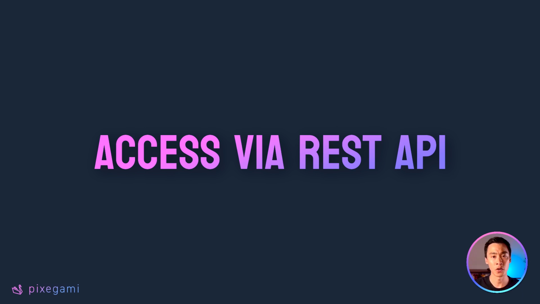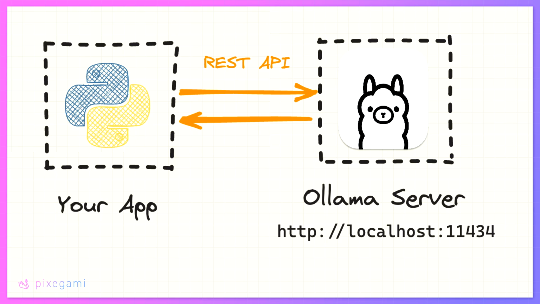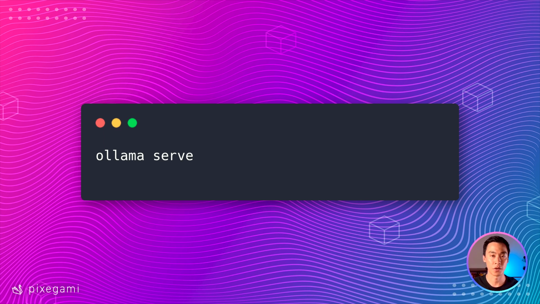So now that you've got your LLMs working locally on your machine, you're probably wondering how to build an app with it. The easiest way is to run Ollama as a local server on your machine and just interact with it via a REST API, as if it was an online service. Of course, this is still all happening locally on your machine. To start up Ollama as a server, just use this command.